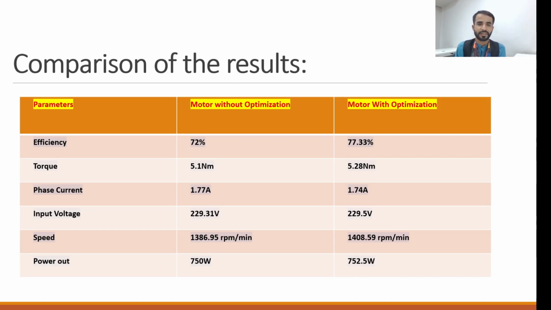Now here is a comparison graph, comparison results of our motor before optimization and after optimization. So efficiency is 72 percentage before optimization. After optimization, it is 77 percentage. Other variables are not changed or maybe slightly changed. Torque is 5.1 before optimization, after 5.28. Current is 1.77, and after optimization it is 1.74, and so on.